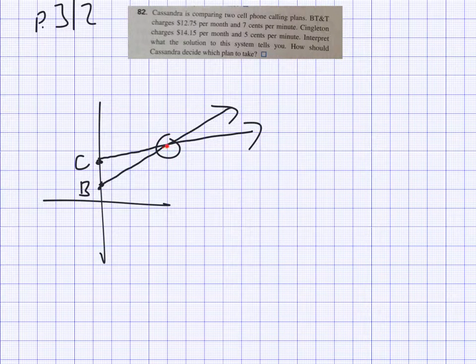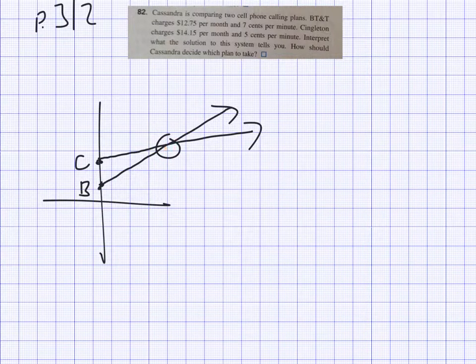So there's kind of this cutoff point, and we need to figure out what it is, because when it says how should Cassandra decide, it basically comes down to how many minutes she thinks she's going to use. If she thinks she's going to use more minutes than this per month, she should go with the Singleton because it's cheaper in the long run. If she thinks she's going to use fewer minutes, she should go with BT&T because it's going to be cheaper in the short run. So our goal is to find this cutoff point.